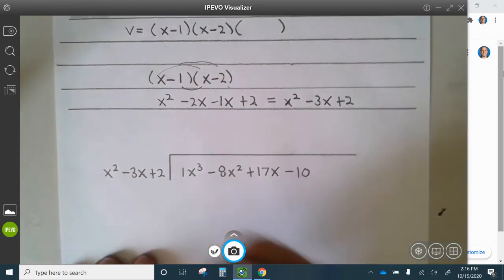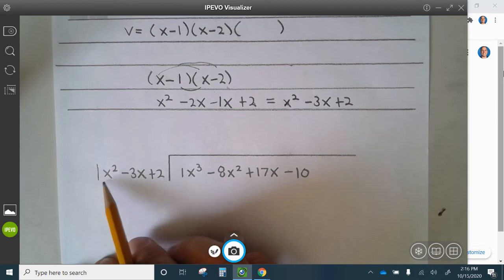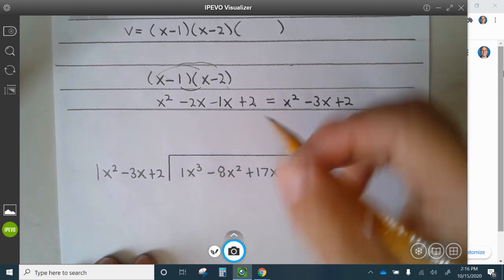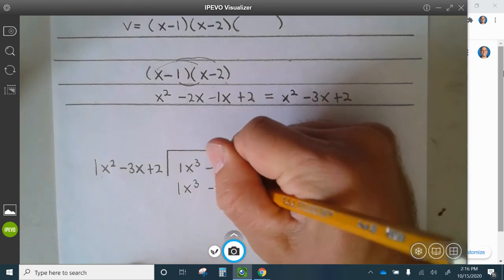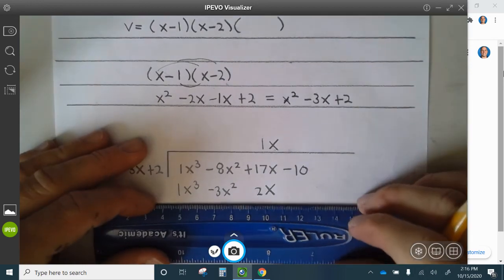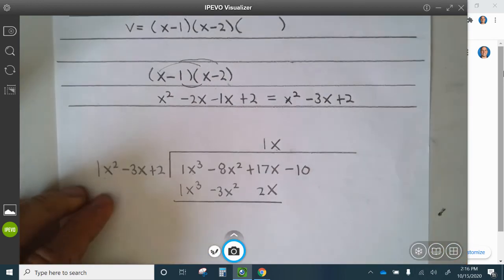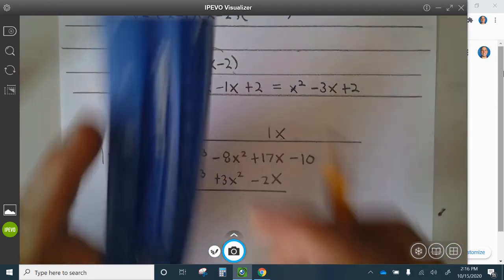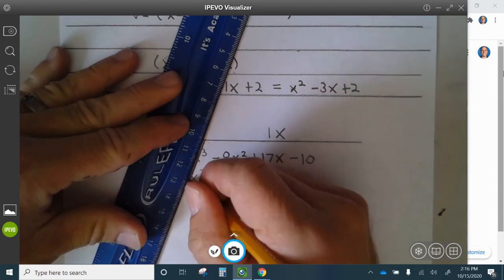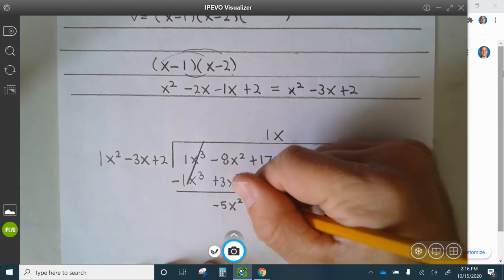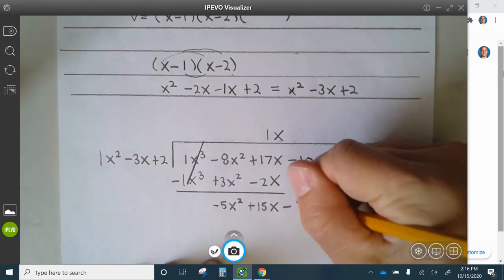We ask ourselves, what do we multiply x squared by to give you x cubed? The answer to that is 1x. x times x squared is 1x cubed. 1x times negative 3 is negative 3x squared. 1x times 2 is 2x. We subtract. That cancels. So then you get negative 8x squared combined with 3 is negative 5x squared. That's plus 15x. Let's bring down the minus 10.